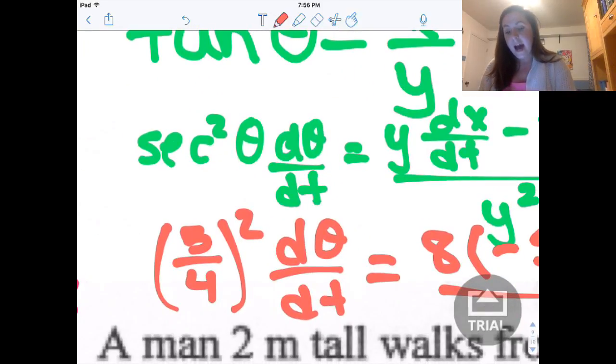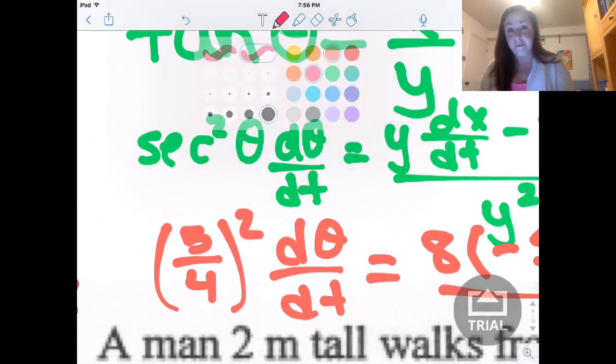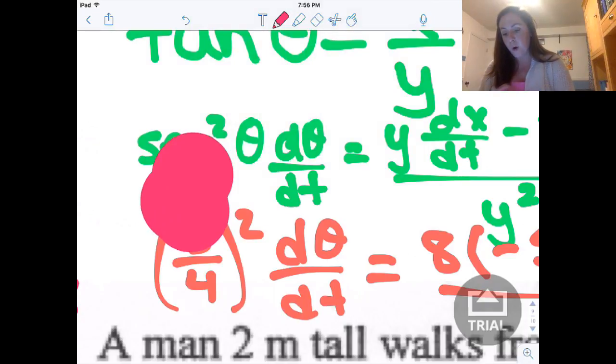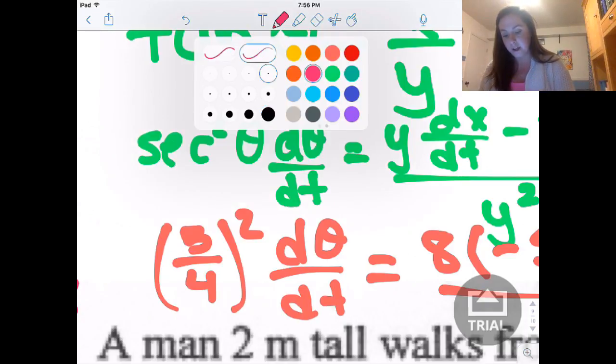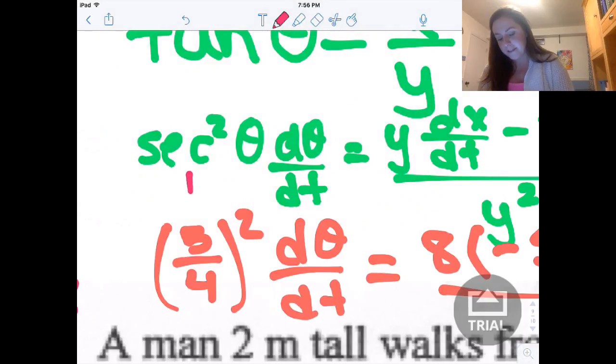So Ryan, what happened there was I had secant squared theta right here. I just said, well, I know secant is 5/4. So I plugged in 5/4 where secant was. So that became squared. Does that make sense?